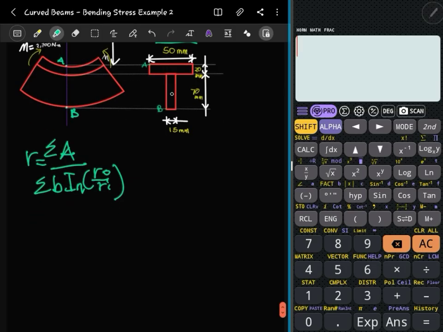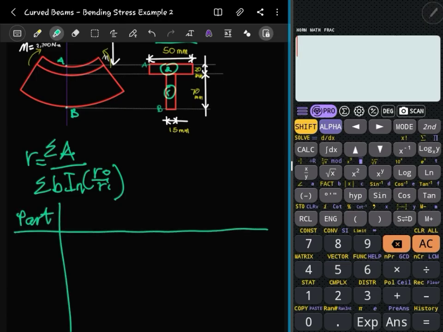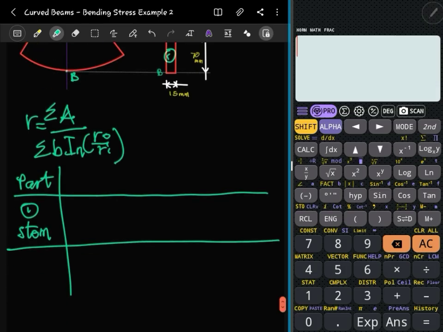So let's say we have this one here. This one we call a stem, this one is a flange. Engineering terms. So the parts, just to find out Rn: this is 1, which is the stem, and this is 2, which we call the flange.